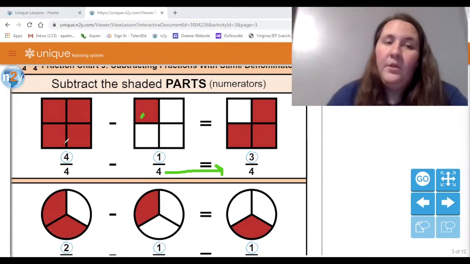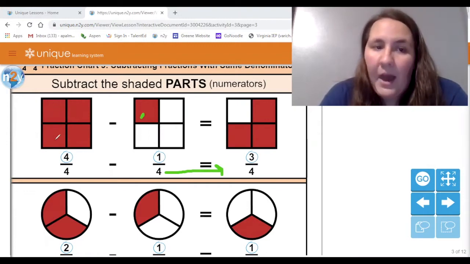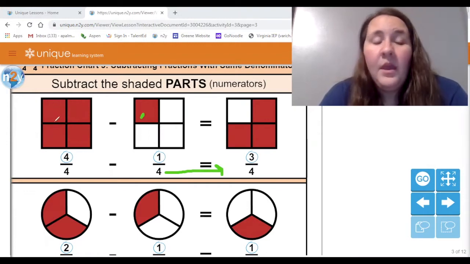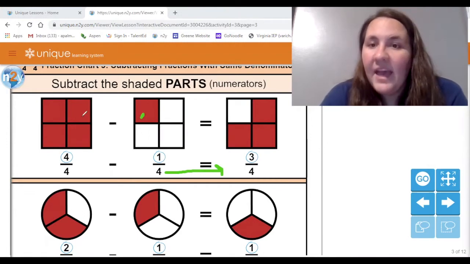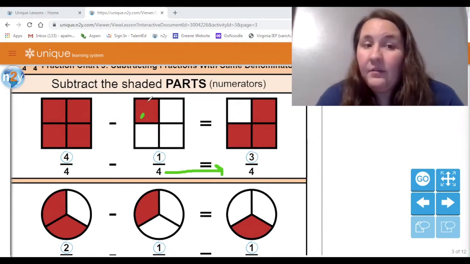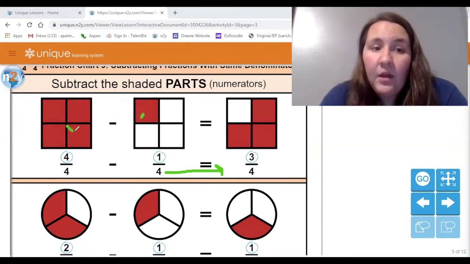So let's pretend like this box right here is a cake, okay? And my cake has 4 pieces, 1, 2, 3, 4. But then Miss Daly is going to eat 1 piece. I'm going to take it out of the cake because I'm going to eat it, okay? So when I eat it, I'm going to cross this one out because it's gone now, right?